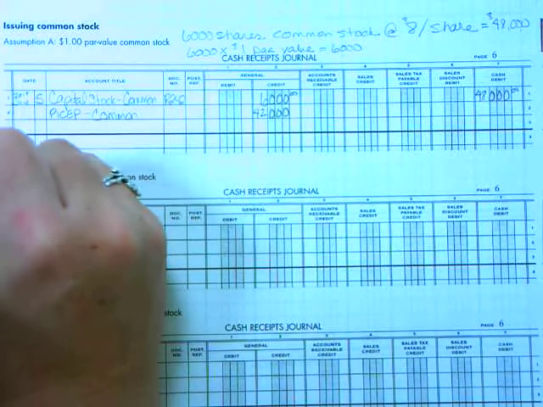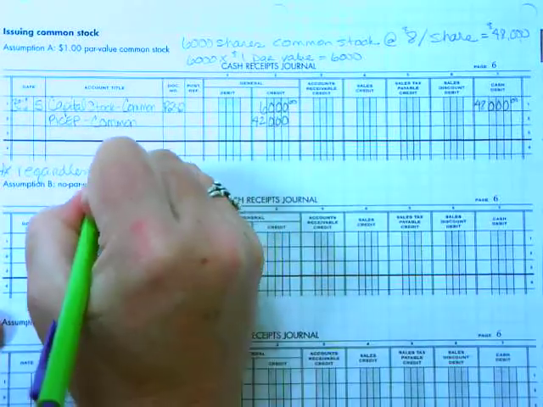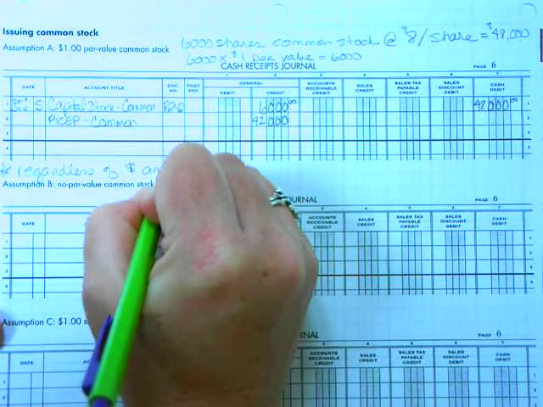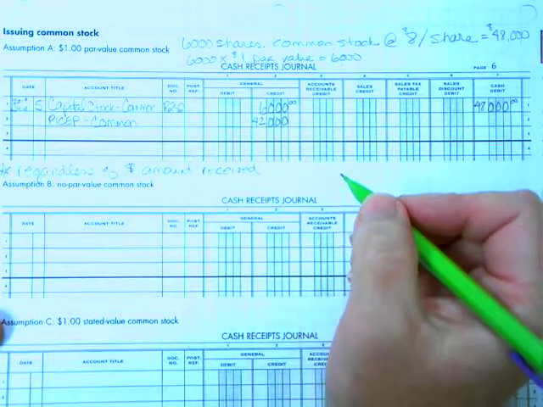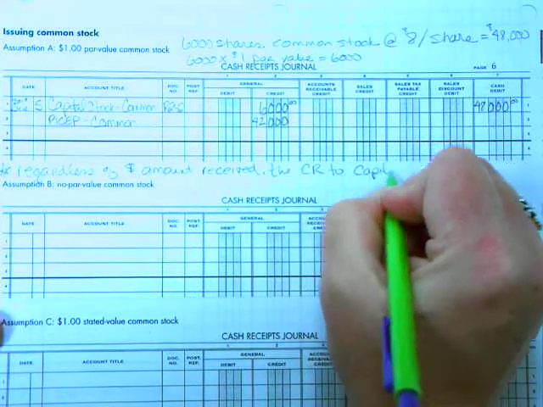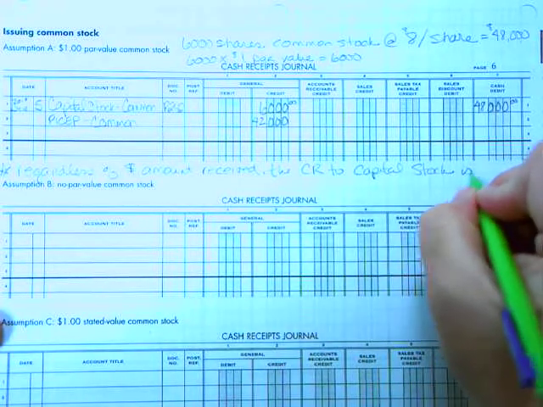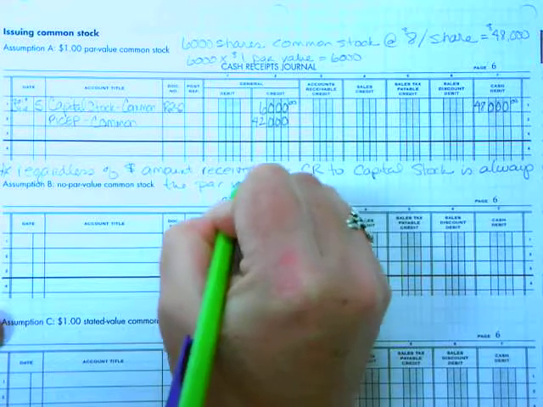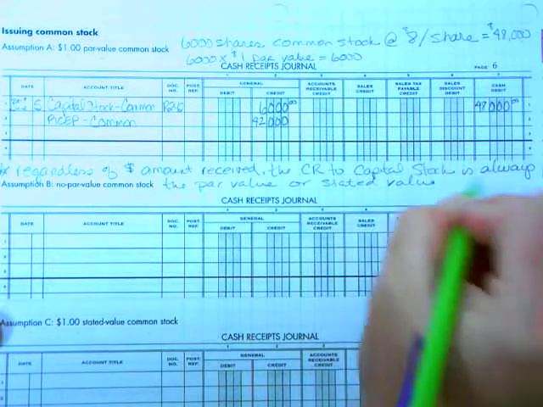So regardless of the dollar amount received, the credit to capital stock is always the par value or stated value.